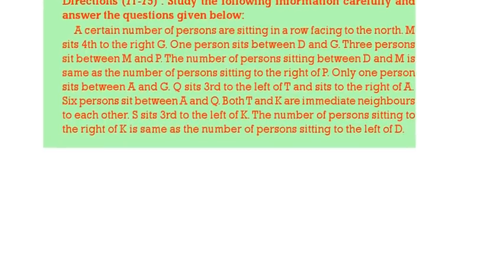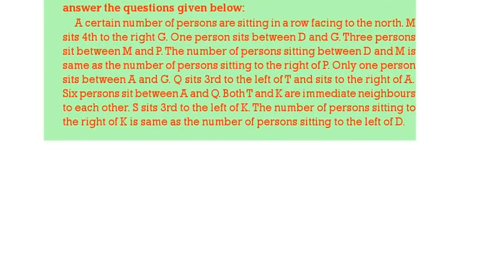A certain number of persons are in a row facing to the north. M is sitting fourth to the right of G. One person is there between D and G. 3 persons are there between M and P. The number of persons between D and M is same as the number of persons to the right of P. Only one person is there between A and G. Then Q is sitting third to the left of T and is to the immediate right of A. 6 persons are there between A and Q. Both T and Q are neighbors. S is sitting third to the left of K. Number of persons sitting to the right of K is same as the number of persons sitting to the left of D.